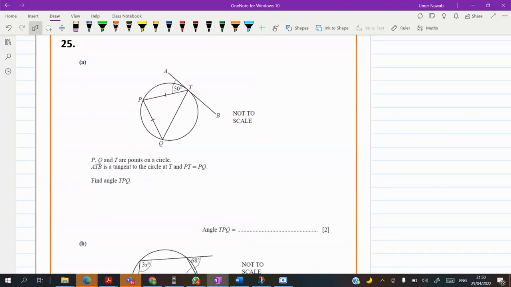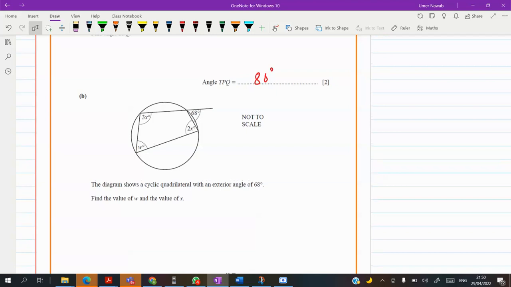Now you want to find angle TPQ. Where is TPQ? This angle. Alternate segment theorem. This is the chord and this is the tangent. So this should be 50. We have isosceles triangles, so opposite angles to the equal sides are also same, 50. So I can easily find 180 minus 50 plus 50, which is 80 degrees.